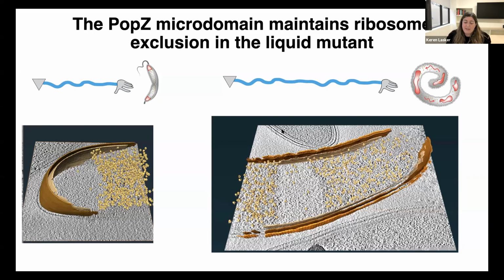So what we believe is that one of the reasons that this double linker is so toxic is that changing the material properties of POP-Z leads to complete loss of cellular organization and constant reshuffling of the ribosomes and nucleoid.